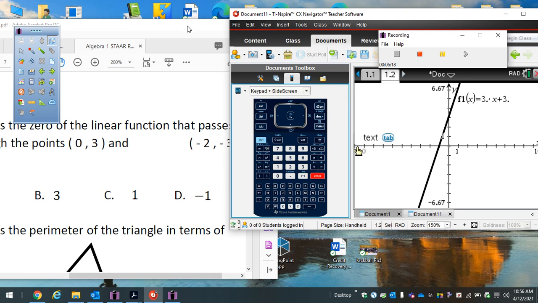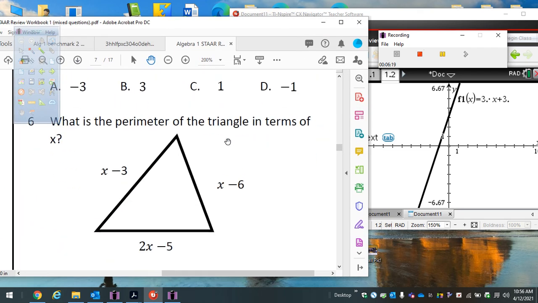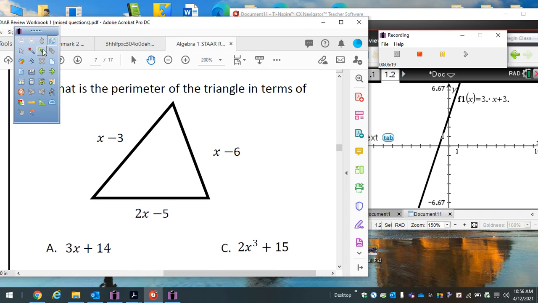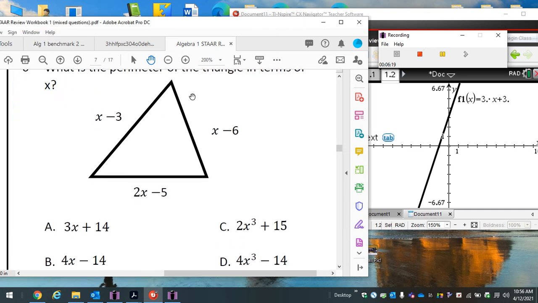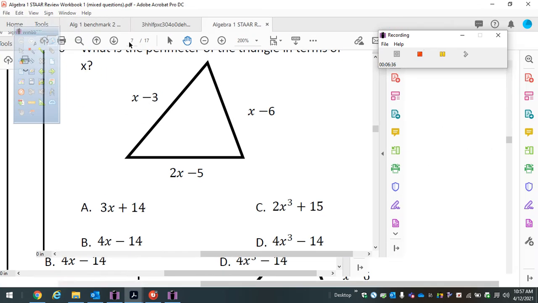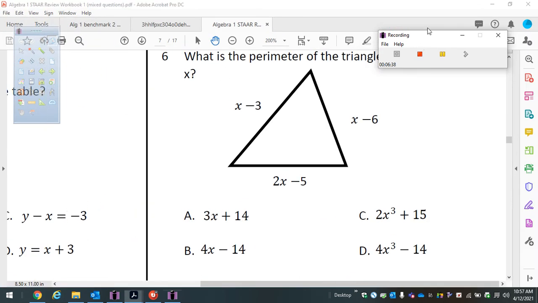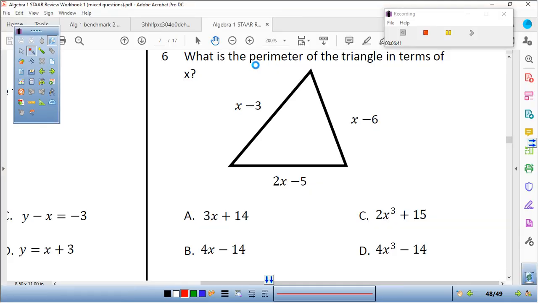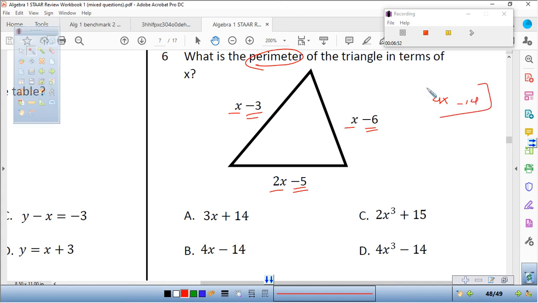Look at the moves I do on this stuff, guys. You gotta be aware of how to do this stuff. What is the perimeter of that triangle? That's like a joke. Just add them up, right? So perimeter means to add them. So I'm just adding up all the x's. That gives me 4x. Add this with this and this, -9, -14. They don't multiply, guys.